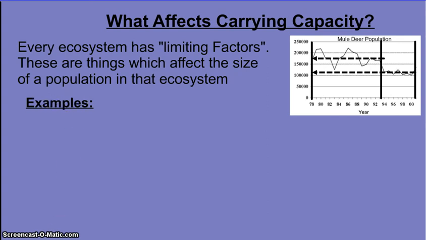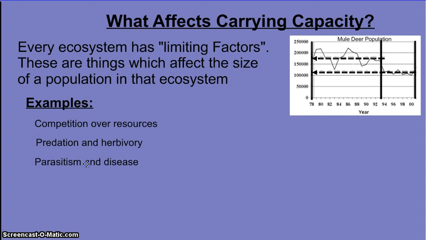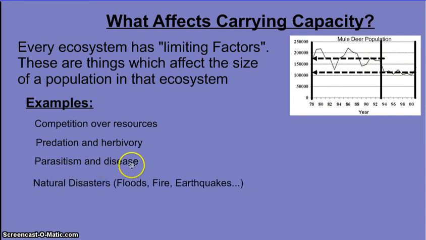Some examples of limiting factors. Competition over resources. So competition with other animals that are like themselves, competition with other animals that use the same resources, the same food, water, shelter. Predation, so new predators will cause the population to decline. Parasitism and disease would cause a population decline, so a new parasite or a new disease would cause the maximum number that can be supported to go down. And likewise, if you remove a parasite or remove disease, or if you remove predation, the population and the carrying capacity can go up.